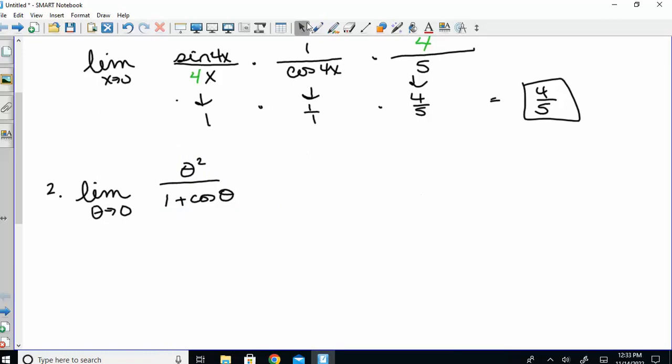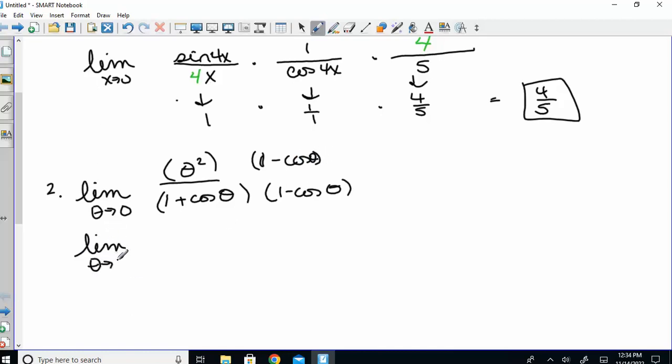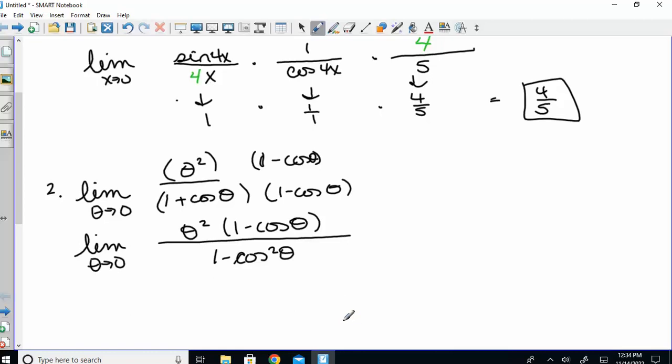So our strategies, we kind of have talked about rearranging, breaking things apart. Something else we sometimes do is multiply by the conjugate. So I'm just going to leave the top as theta squared times 1 minus cosine theta for a moment. On the bottom, I get 1 minus cosine squared theta. What is 1 minus cosine squared? Sine squared.